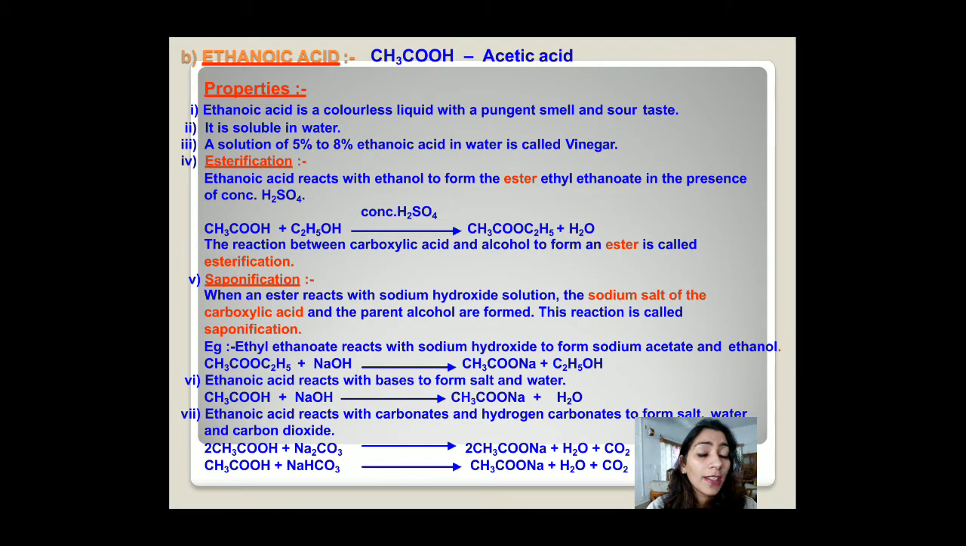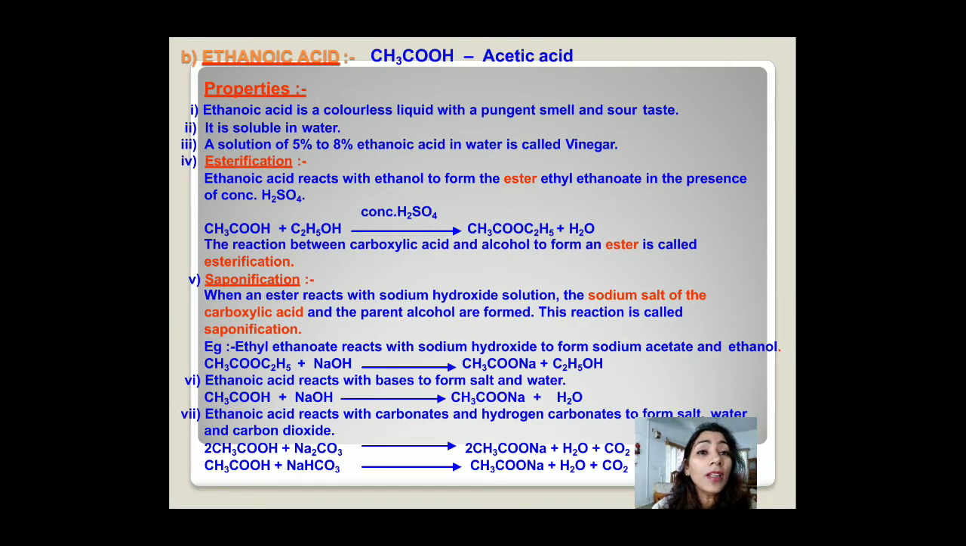See what ethanoic acid is. Ethanoic acid is a colorless liquid with a pungent smell and sour taste. Everybody knows what vinegar is. Vinegar is acetic acid. It is soluble in water. It is used in making noodles and for making sour things. You use it for preservation of onion and chili etc. Its solution of 5 to 8% ethanoic acid in water is called vinegar.